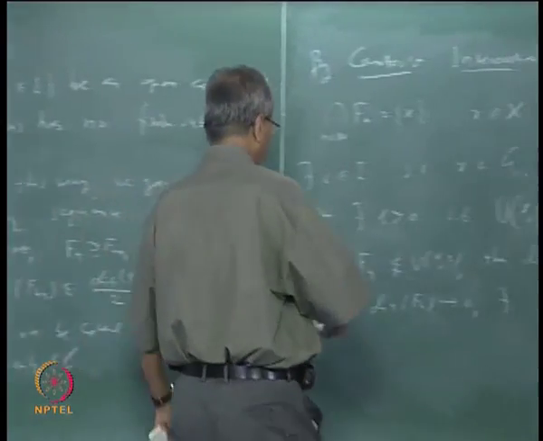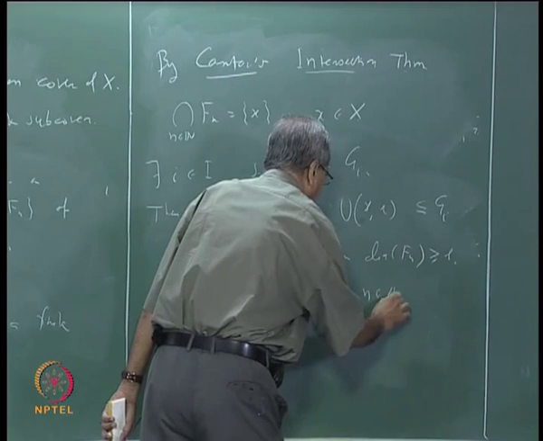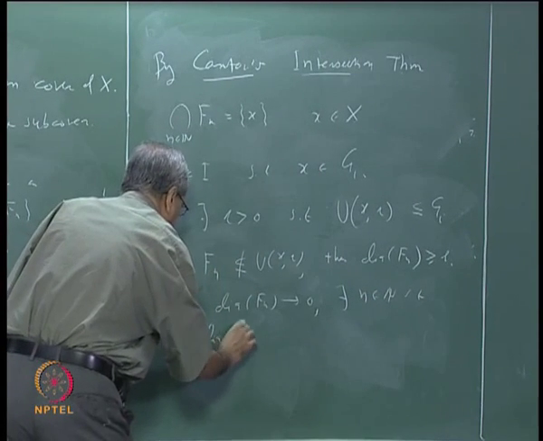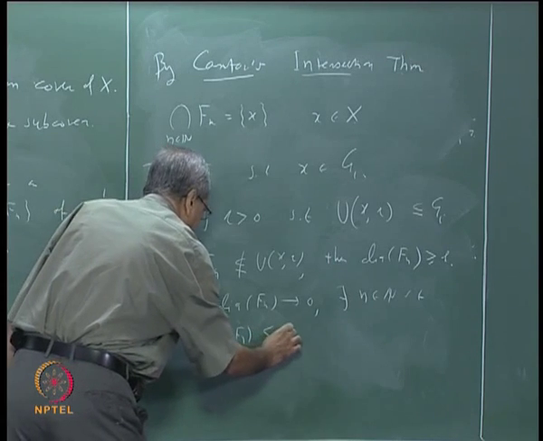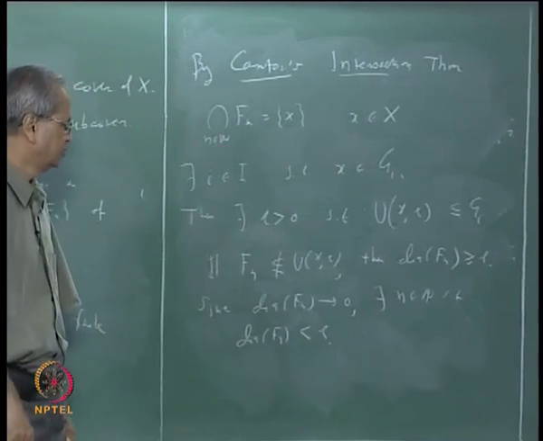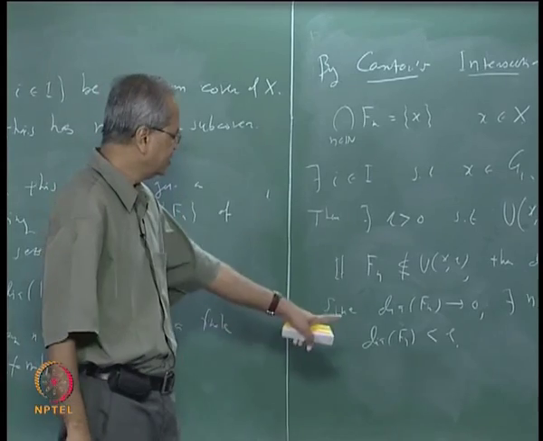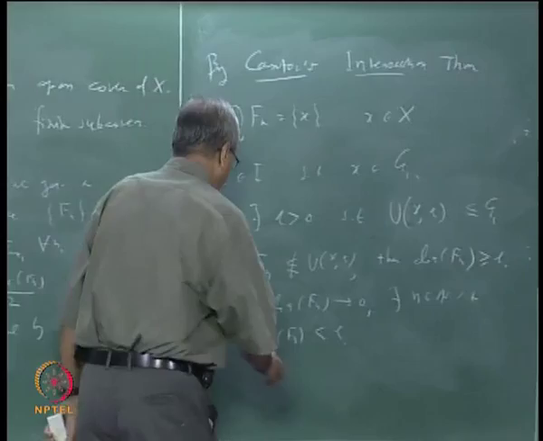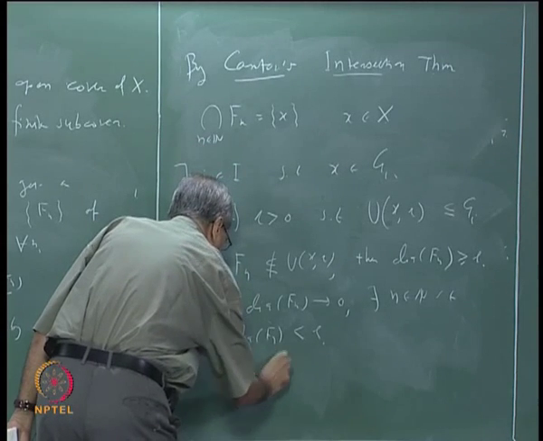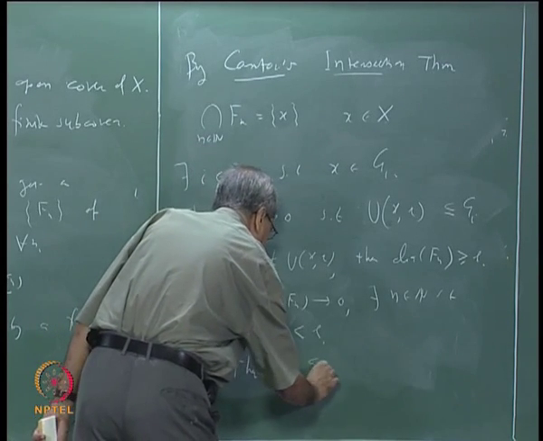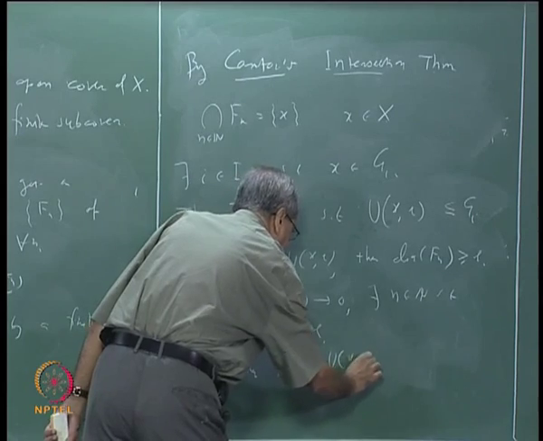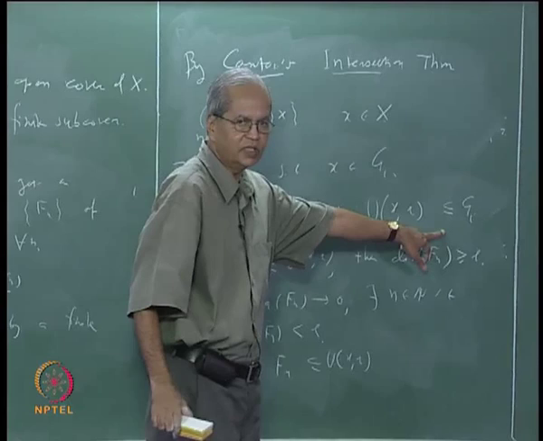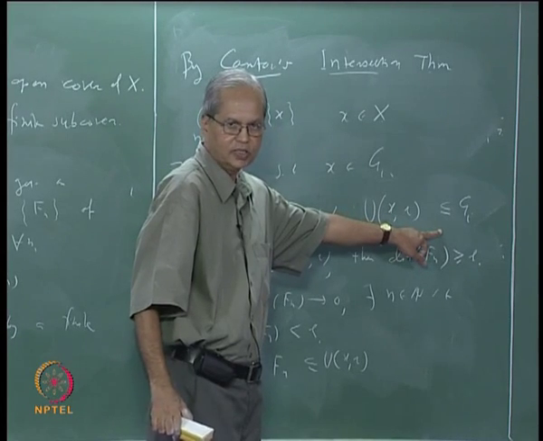So let me simply observe that there exists n in N such that the diameter of F_n is strictly less than r. But if that is the case, that F_n must be a subset of U(x,r). Then F_n is contained in U(x,r), and remember this U(x,r) is contained in G_i.